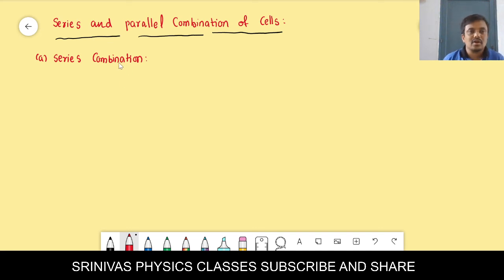Okay students, we are going to discuss the series and parallel combination of cells. If many cells are connected in series combination, or if cells are connected in the parallel combination, then how we can find the total EMF and total internal resistance, that we are going to discuss. Every topic is linked with the previous topic.